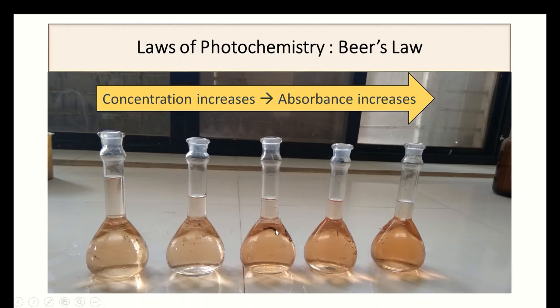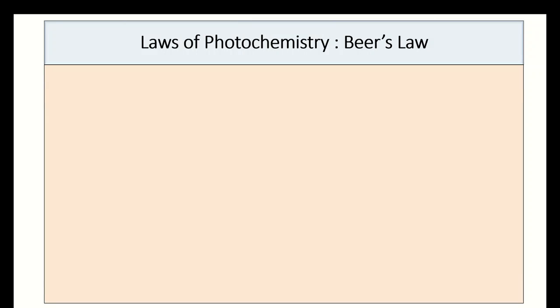So as we increase the concentration, the color intensity of the solution increases, and hence what Beer's law says is that as the concentration increases, the absorbance value will also increase. The mathematical expression of Beer's law can be given as minus dI/dC is directly proportional to I. According to the statement, the rate of decrease of the intensity with the concentration is directly proportional to the incident radiation I.